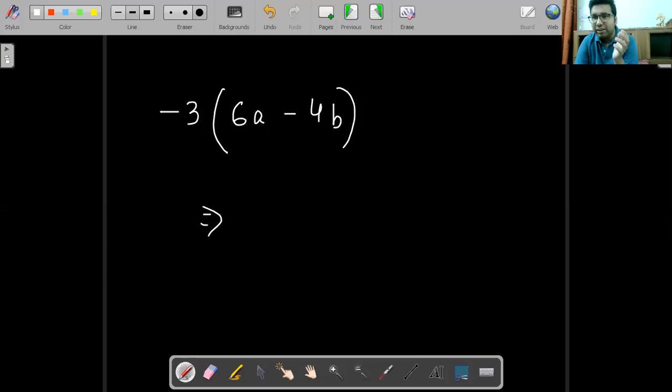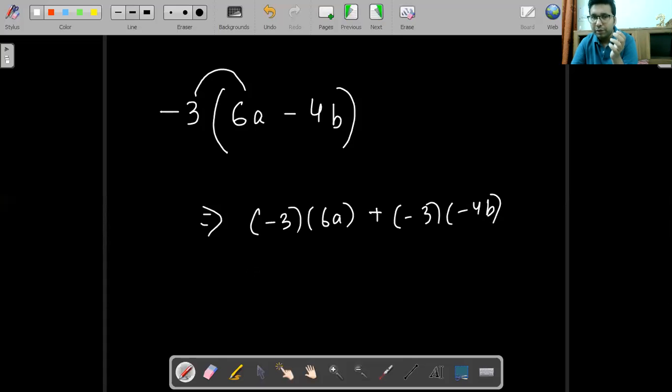You have to observe very carefully. Actually, we are multiplying minus 3 into 6a. Then we are multiplying what? Minus 3 into minus 4b. So plus we have minus 3 into minus 4b. And if you change it, it becomes minus 18a plus 12b. So as I have told you, all the signs inside will change.